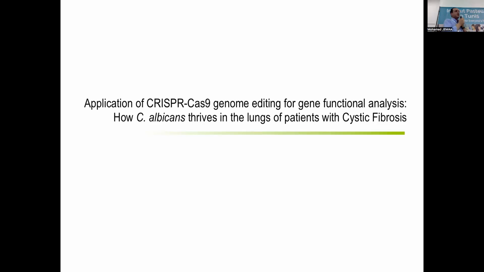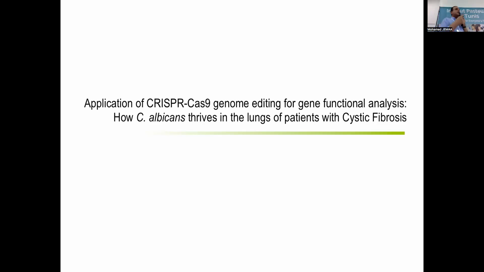your teacher yesterday during the workshop session. She's going to be talking to you about this project, and she will be performing some training in the lab. So you're going to visualize how we could use CRISPR-Cas9 to create mutants in Candida albicans. The project that deals with that is to understand how Candida albicans can thrive in the context of cystic fibrosis, in the lungs of patients with cystic fibrosis.